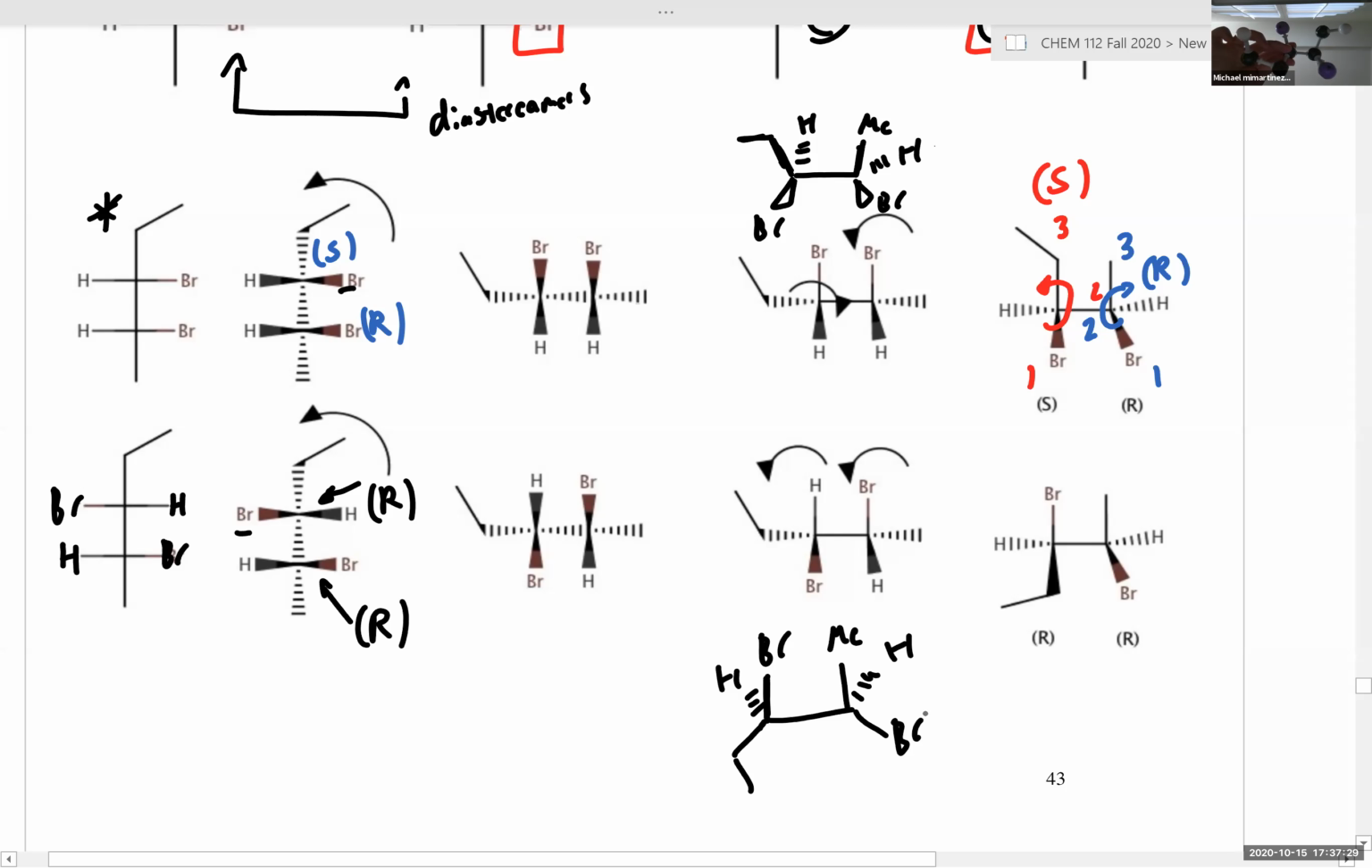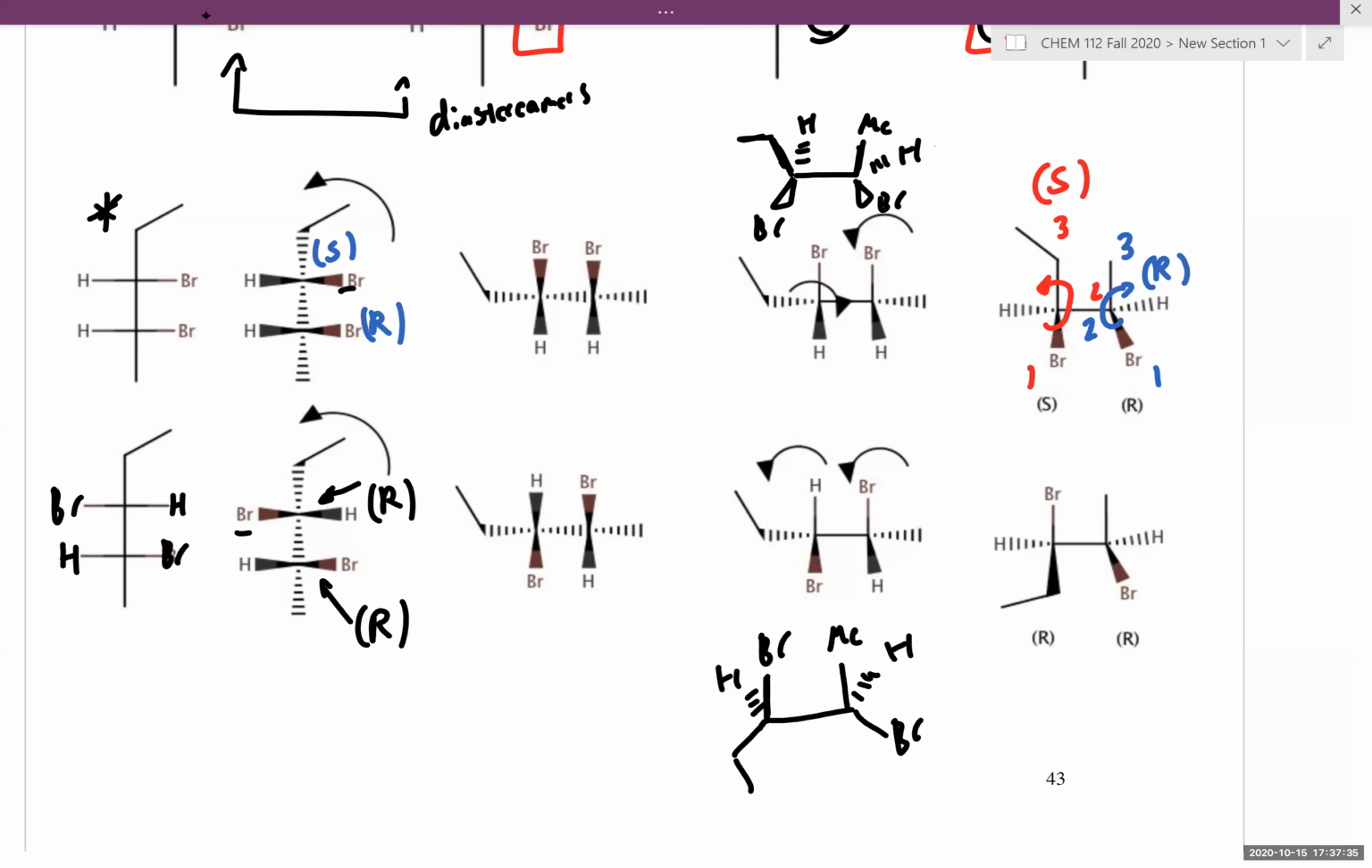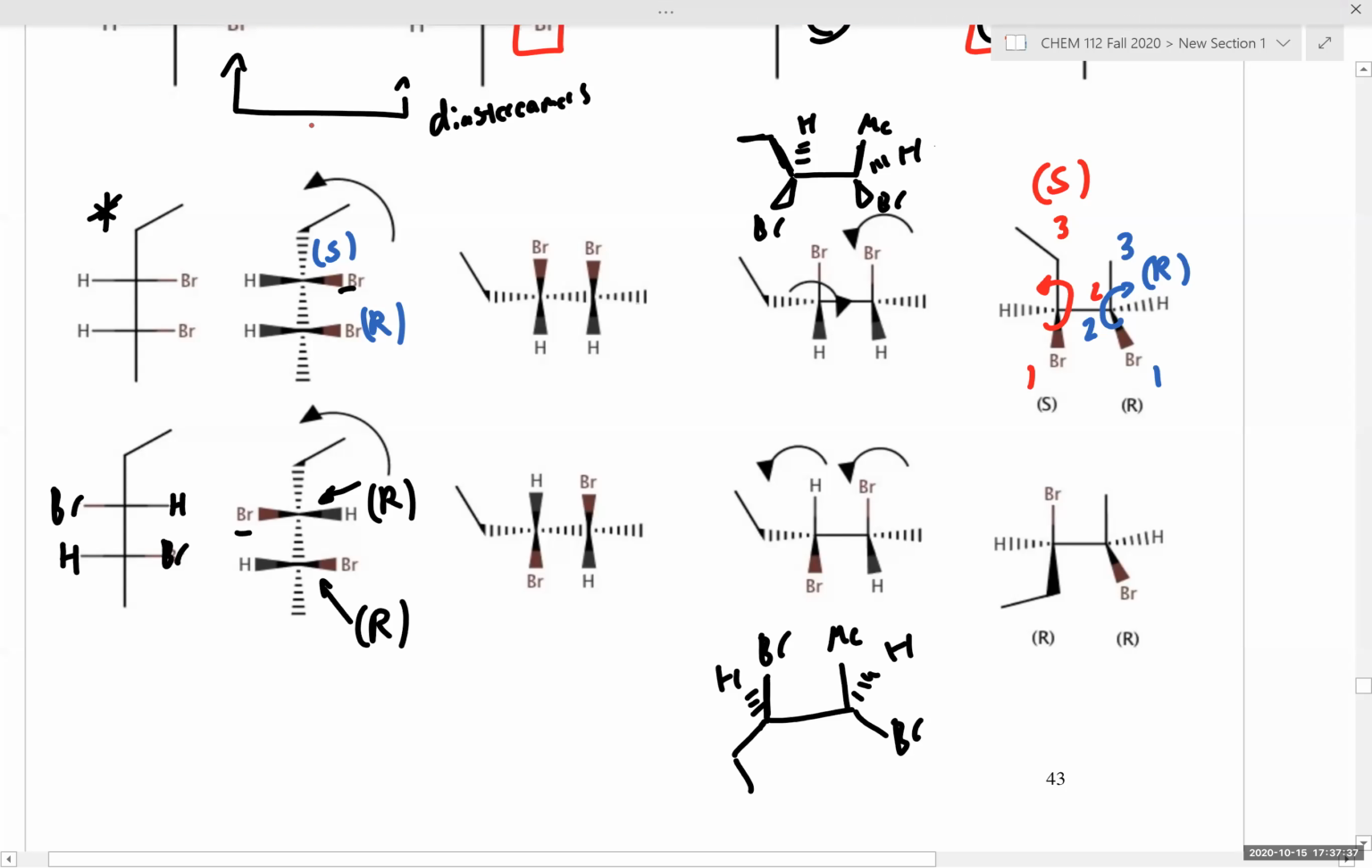Can I get some confirmation? Perfect. So now that we have this structure drawn, we're all set to assign stereochemistry. Bromine is priority 1, alkyl bromide priority 2, ethyl priority 3. So this center after modification is R.